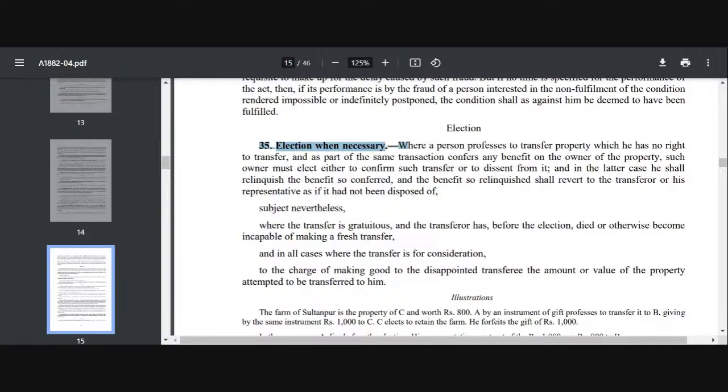We are back, students. Doctrine of election. As I told you, election means choosing between two inconsistent or two alternative rights. Under any instrument, a legal document, if you are getting two rights and it is said that you have to choose only one of them, then you are bound to elect or choose one of them only. So I cannot take under and against the same instrument.